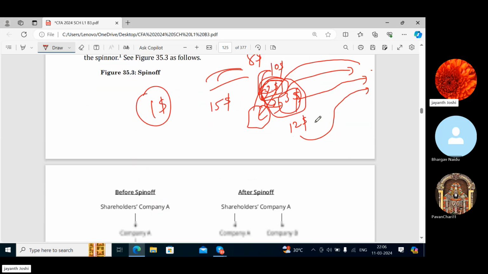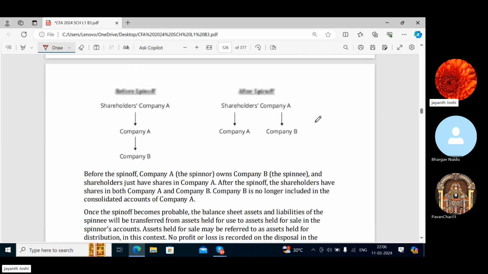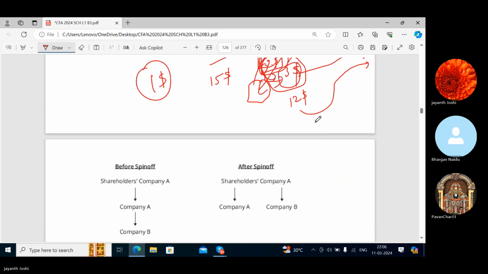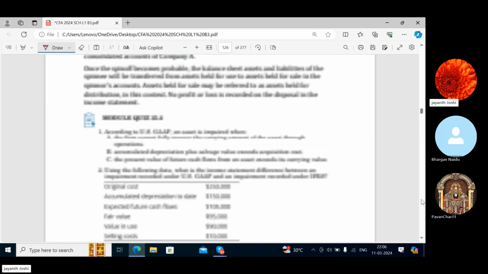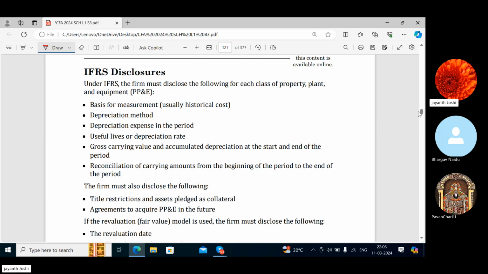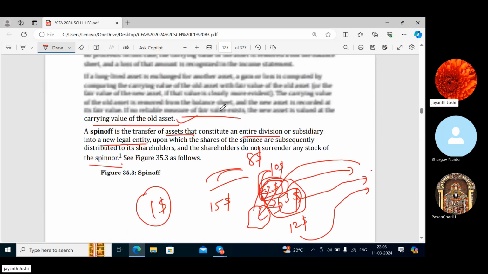Now spin-off. You should understand what spin-off means. A spin-off is a transfer of assets that constitute an entire division or subsidiary into a new legal entity, upon which the shares of the spinnee are subsequently distributed to shareholders, and the shareholders do not surrender any stock. Spin-off we will discuss afterwards. Not required right now.